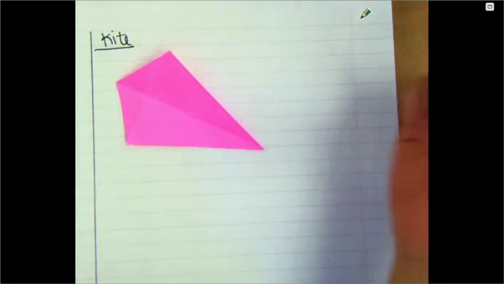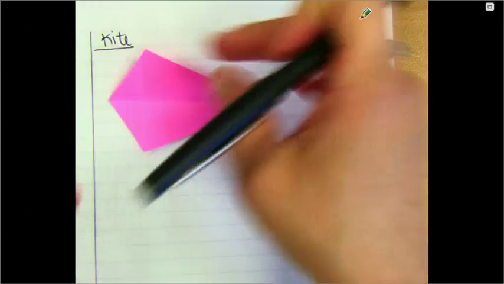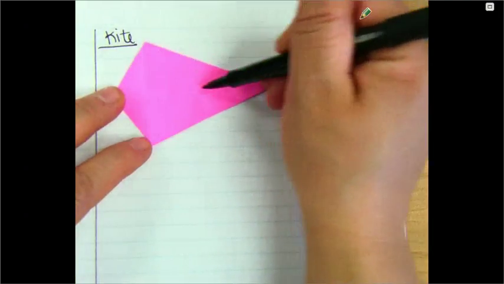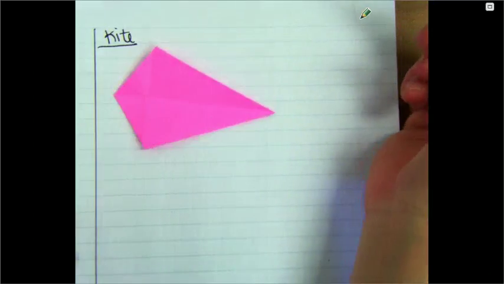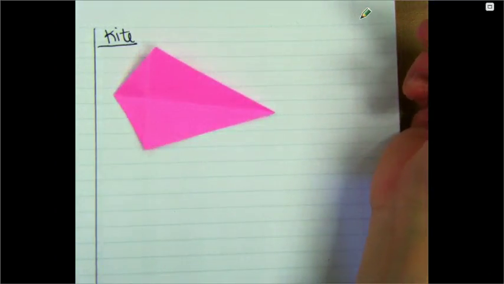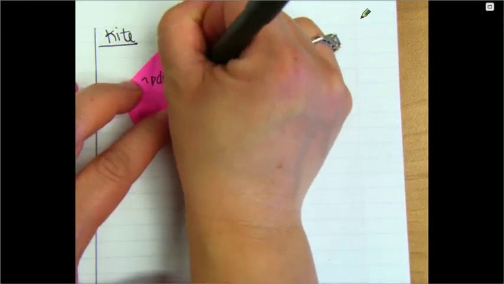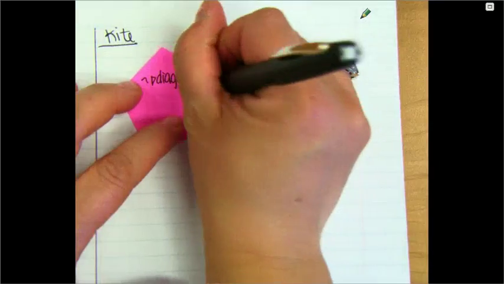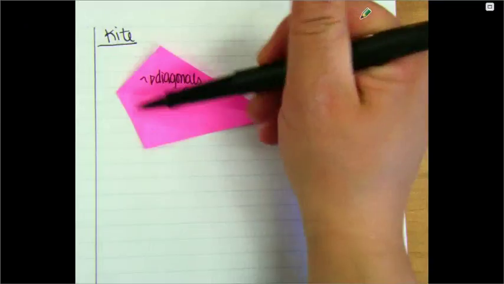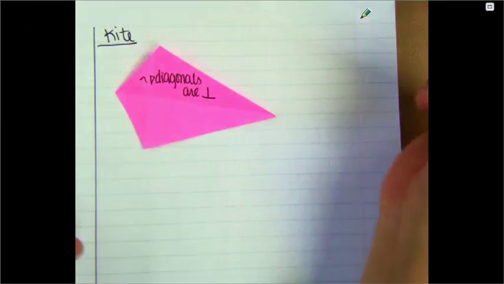All right, let's do this. What do you notice about your diagonals right here in the middle? They don't bisect. Bisect means to cut in half. They're not cutting in half. They are intersecting. They're perpendicular. Very good. What's the symbol for perpendicular? Upside down T. Very good. So there's your perpendicular right there. Yes? You see them?